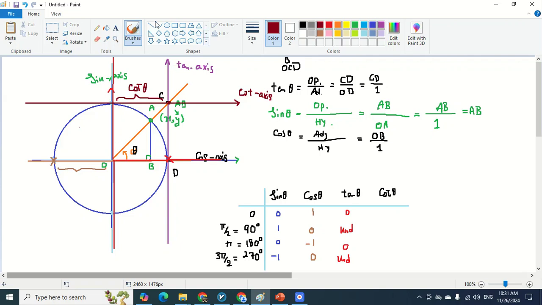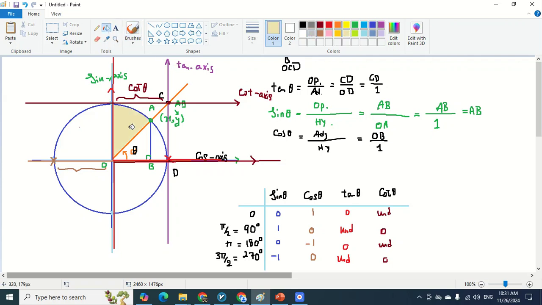So if the angle is 0, we are in this location, and as you can see we have two parallel lines, so at 0 the cotangent is undefined. Again, at 90 degrees we have 0, at 180 degrees we have undefined, and at 270 again we have 0, because if you continue you will find the value as 0 there.